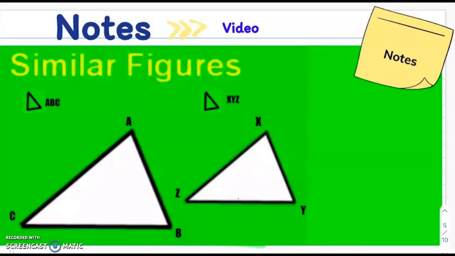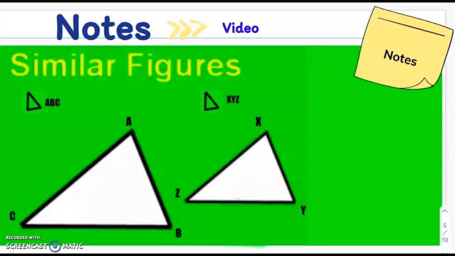Hello class, today we're going to be working with similar figures, and from the previous video we know that similar figures have congruent angles and corresponding sides. So in this video we're going to try and identify the congruent angles and the corresponding sides. I'm going to start by labeling my congruent angles first. If I look at the label for the first figure, it's ABC, and the second one is XYZ.